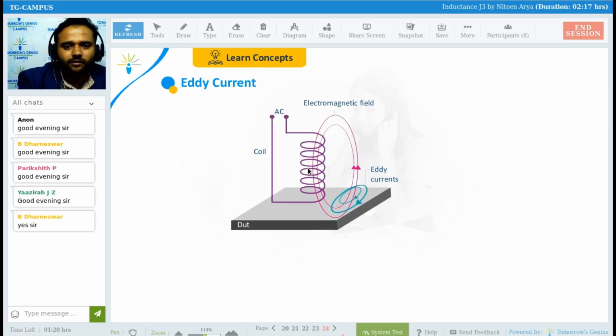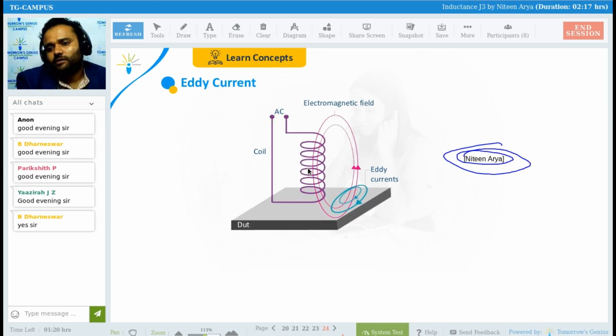Eddy current is going to be in a whirlpool. Whirlpool is what? Whirlpool is a brand of, you can say, a washing machine or fridge, but that is not what we mean here.